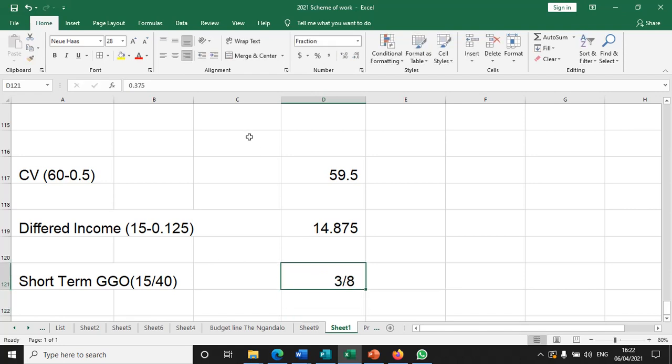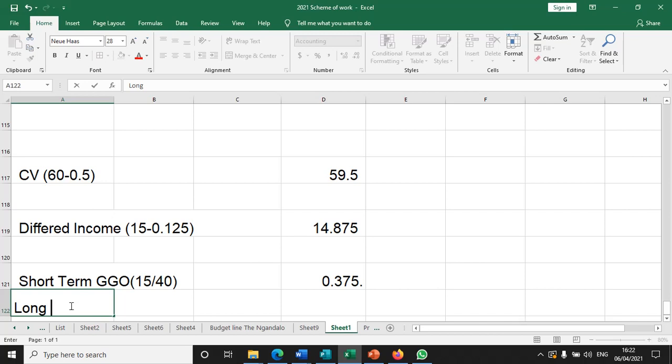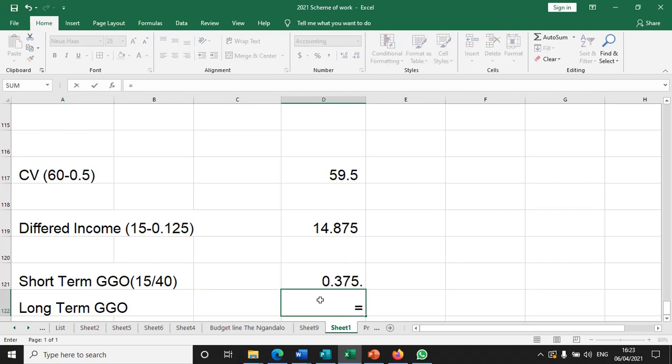But it counts the same, right? 0.375. Okay, 0.375. I'll put a point here for the sake of, and then the long-term government grant obligation will be now the difference between 15 and 0.375.